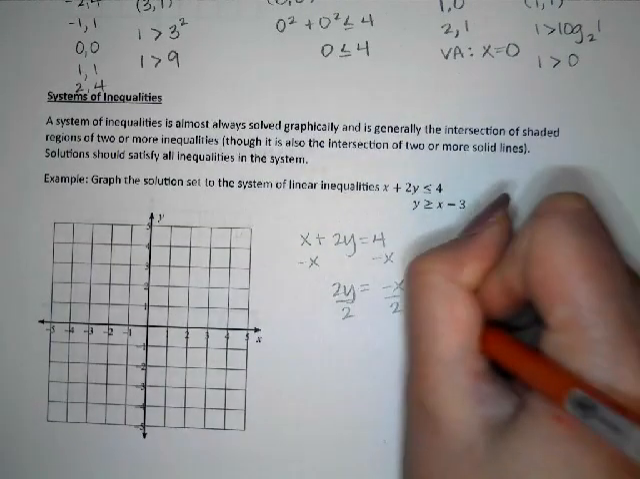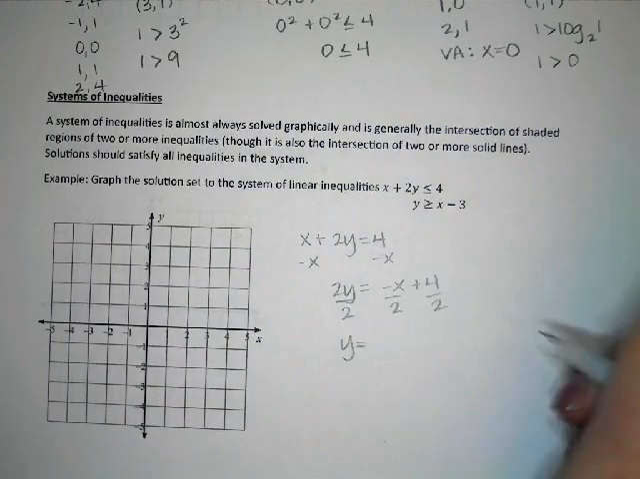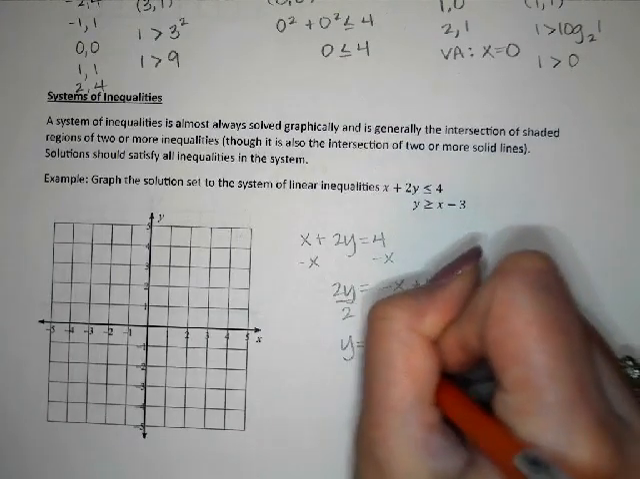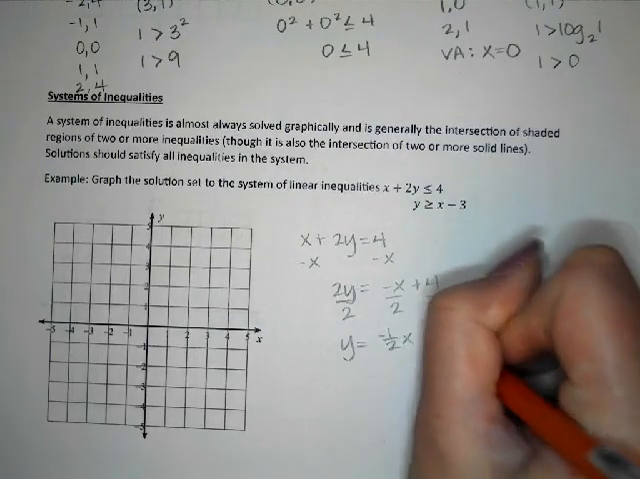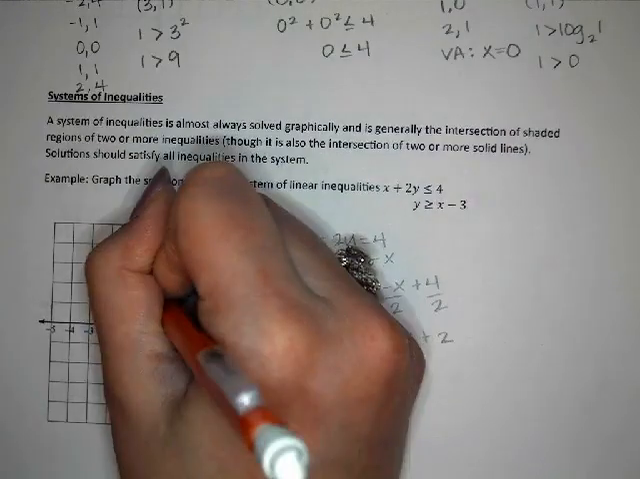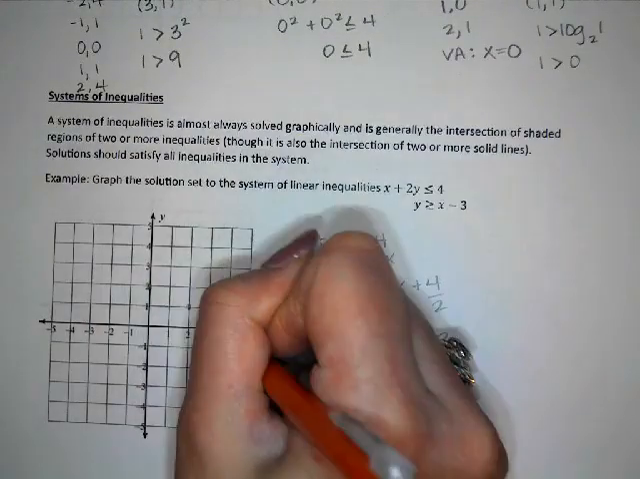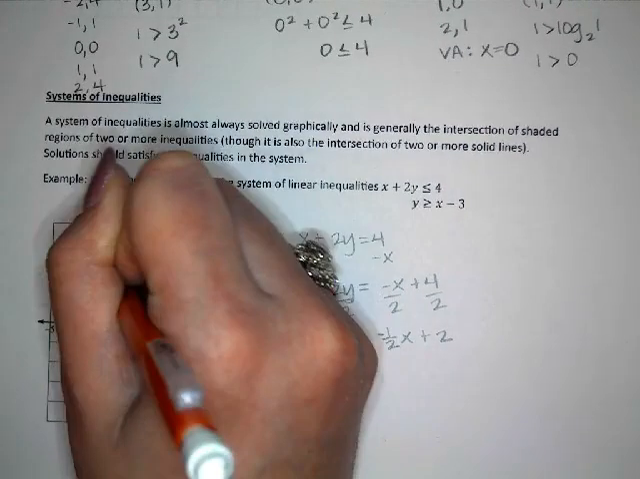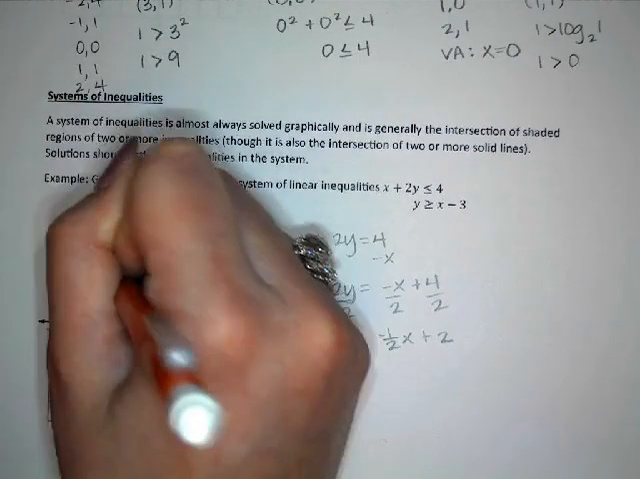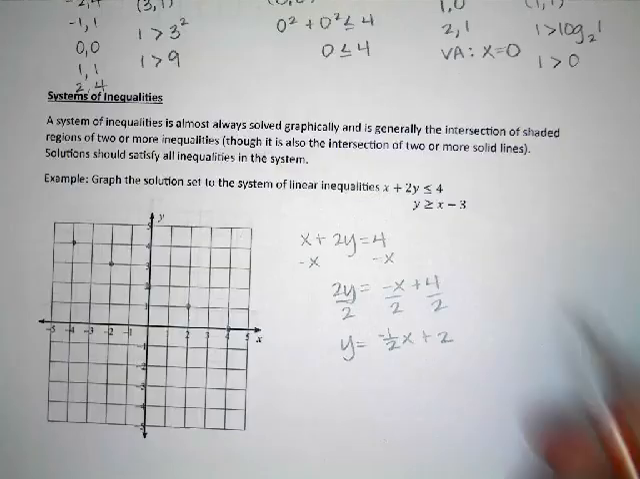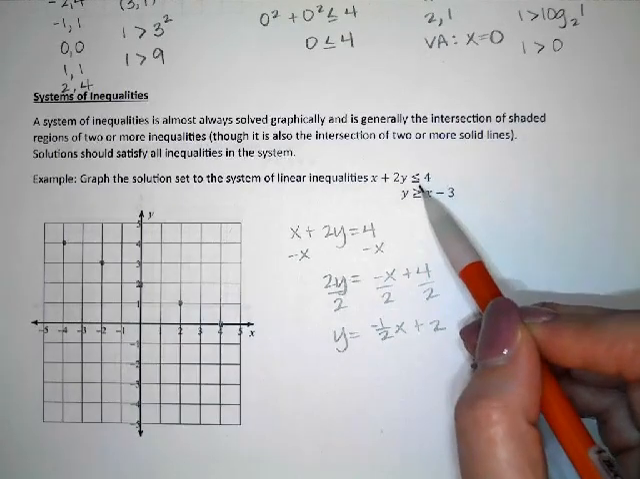So y is negative 1/2 x plus 2. Start at 2, and then go down 1, right 2, down 1, right 2. And the symbol here tells me I should be drawing a solid line because it says equal to.